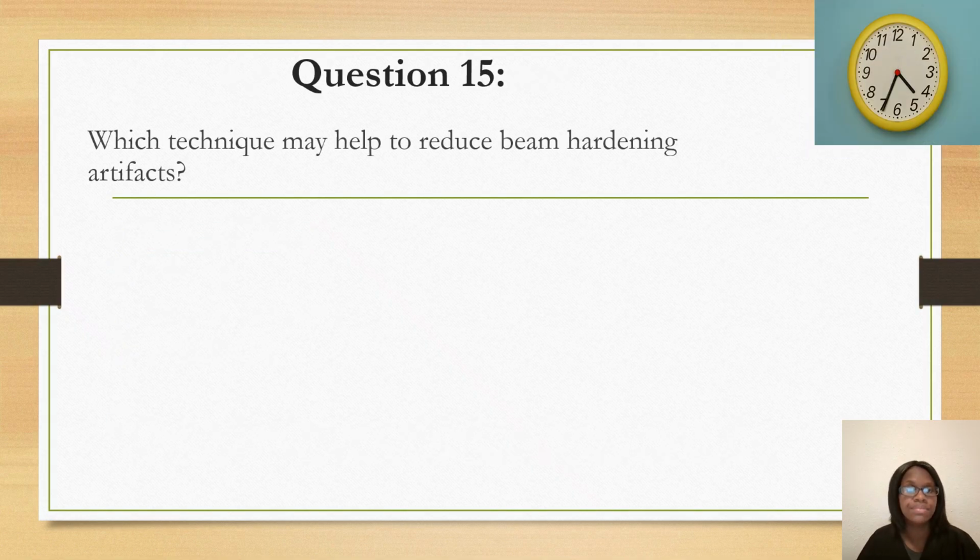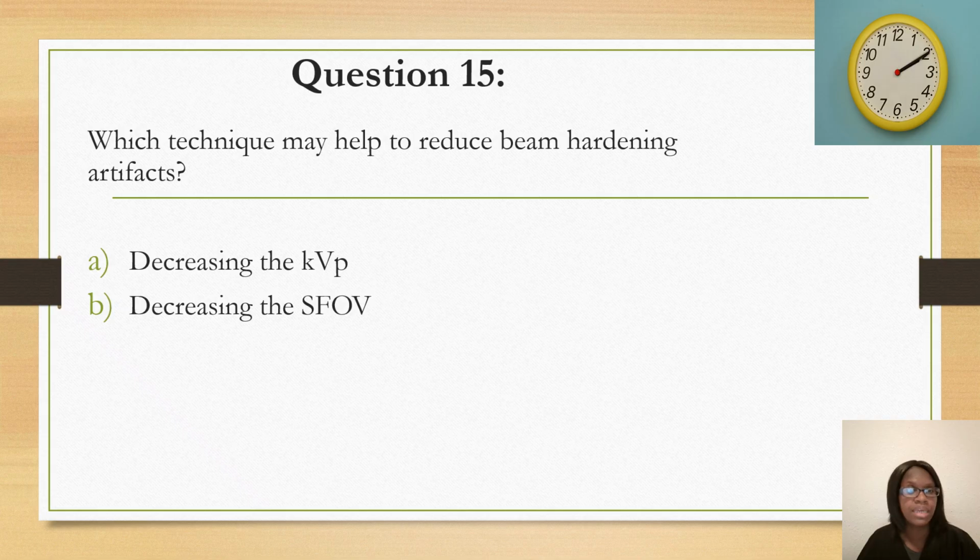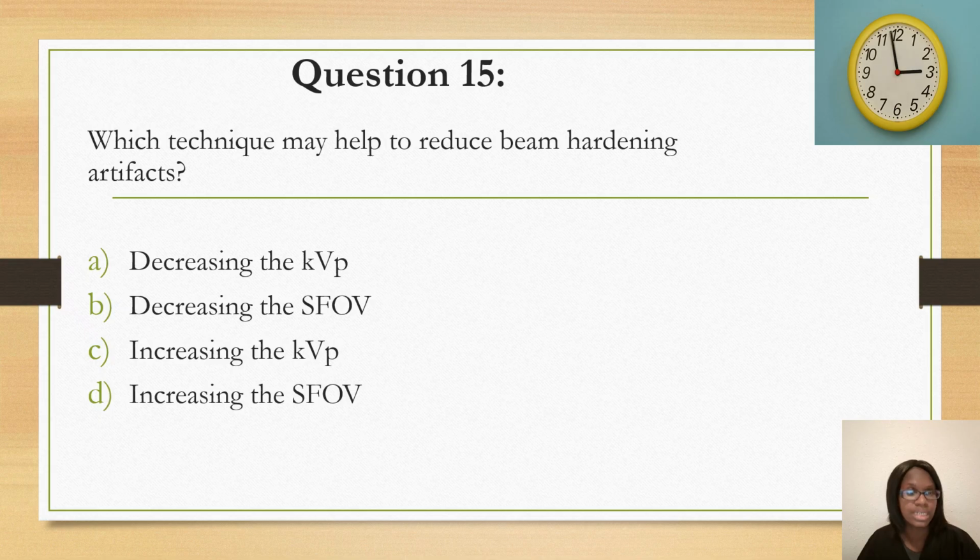Question 15. Which technique may help to reduce beam hardening artifacts? A. Decreasing the KVP. B. Decreasing the scan field of view. C. Increasing the KVP. Or D. Increasing the scan field of view.